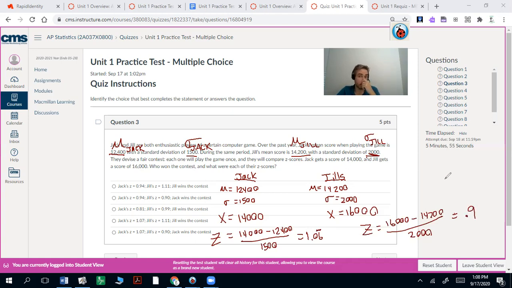If they're comparing z-scores, Jack has the higher z-score. Even though he had the smaller number, he did better than he normally does. So Jack's is 1.07 and Jill's is 0.9. Jack wins because his z-score is higher. Question number 4.